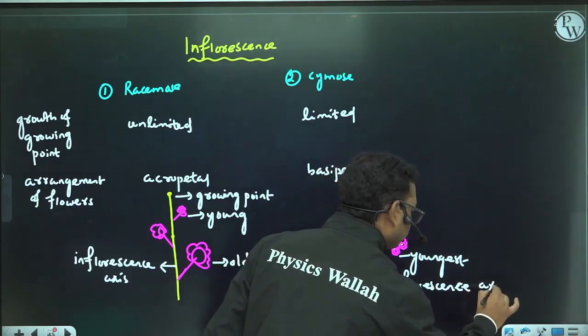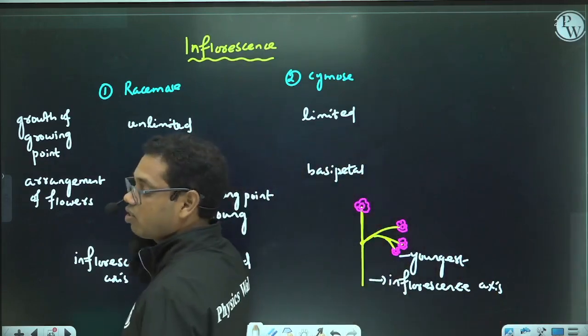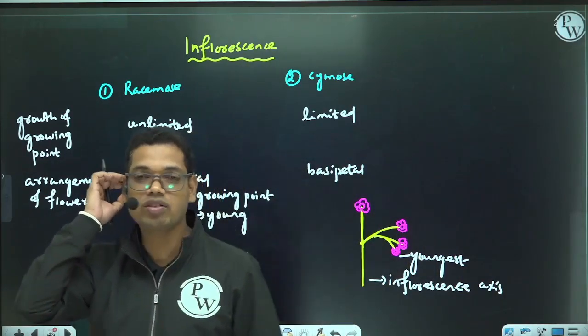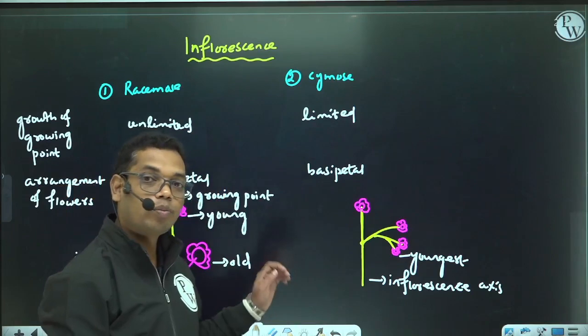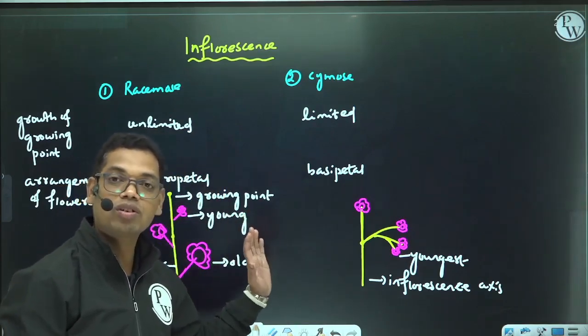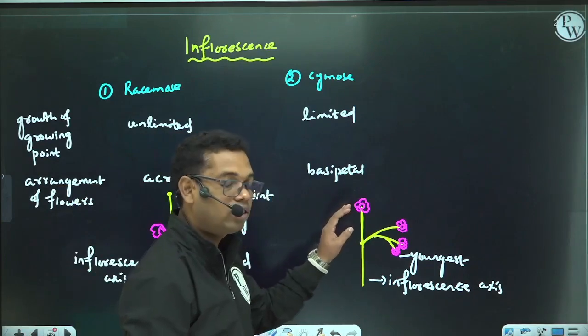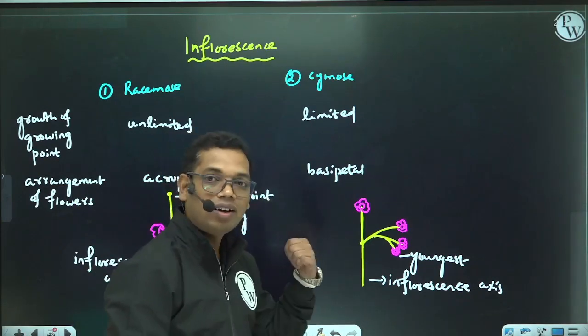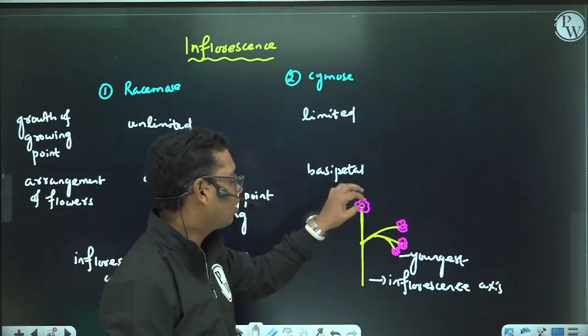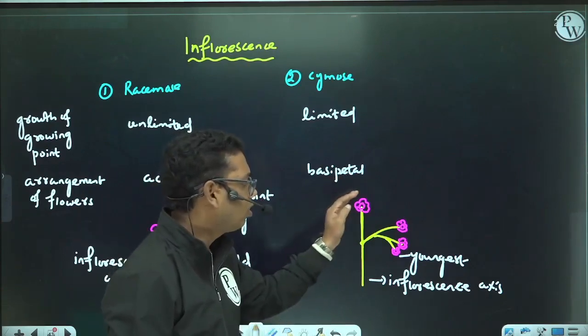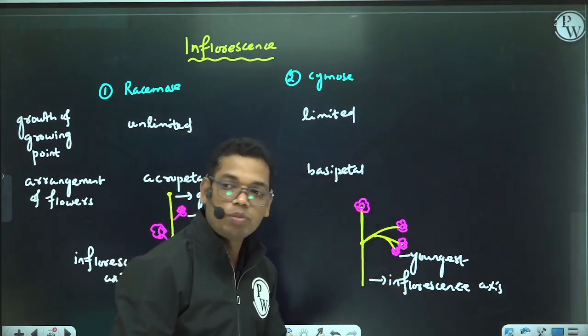Inflorescence axis. The inflorescence is of two types: racemose and cymose. In racemose, the growing point keeps on growing, that means it shows unlimited growth. Whereas in cymose inflorescence, the growing point shows limited growth and gets converted into the flower. And the flowers are arranged basipetally.